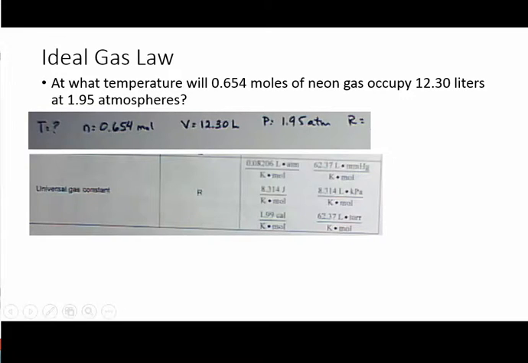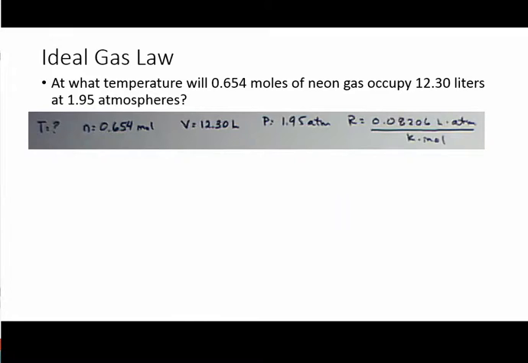So you look at your test references and figure out from there which version of R we're going to need. We look at these versions of the ideal gas law constant, or the universal gas constant, and we want to find the one that matches the units of measurement we have in the problem. We have moles and liters and atmospheres up here, so it looks like this is the one we're going to need right here. And so I'm going to put R into my list as 0.08206 liters times atmospheres over Kelvin times moles.